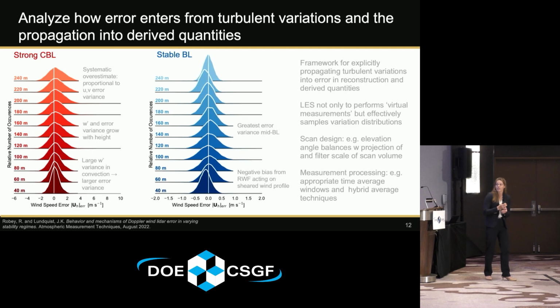So when we're thinking about scan design and the elevation of the beams, there's not going to be a universal best answer, but we can start to think about how that affects the filter scale and how that affects the projection onto the beams. And it can also inform how we need to treat the data. So for example, longer time averages will be needed in the strongly convective case, where we have larger errors and longer decorrelation times compared to a stable case. So we can start to have a more nuanced view.